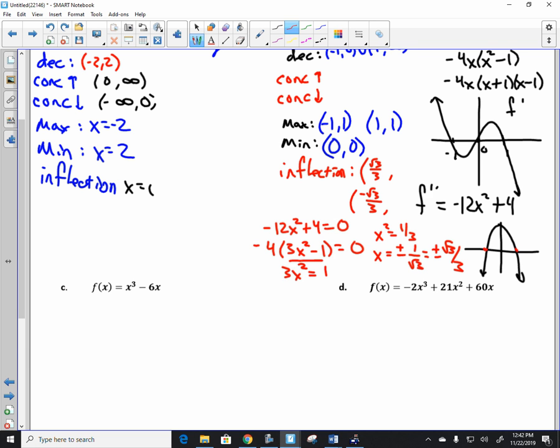Concave up and concave down. Where is this going to be concave up? Close. I look at the second derivative, and I look for where the second derivative is positive. Negative root of 3 over 3 to root of 3 over 3. It's concave down before that and after that, right? So it's concave down from negative infinity to negative root of 3 over 3, and then from root of 3 over 3 to infinity.